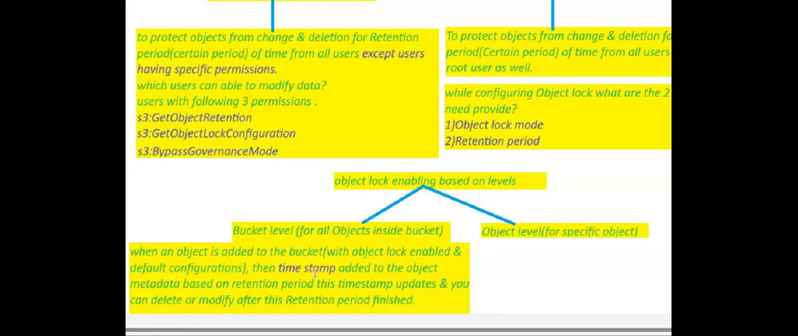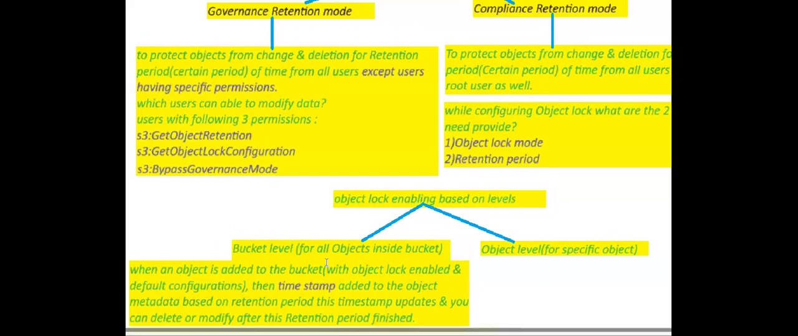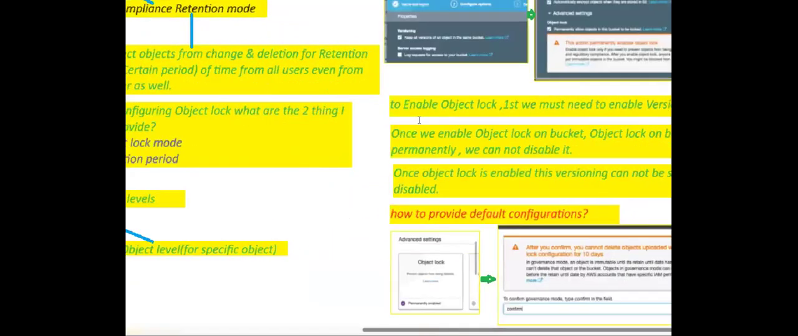This is what happens after object lock is enabled on the bucket, you added the configurations as well, and you added an object to the bucket. A timestamp will be added. So based on it, only after your timestamp finishes, based on your retention period, can you delete or change or modify your object which is present in your bucket.